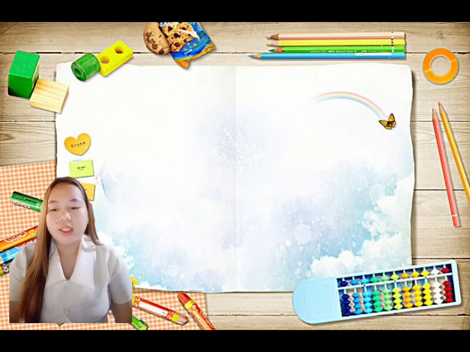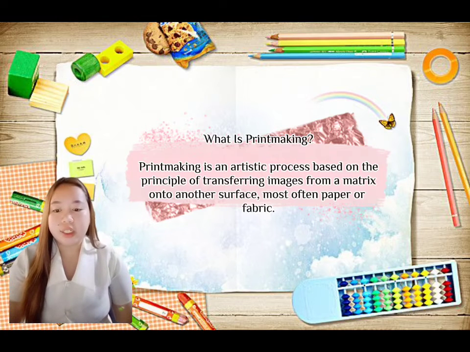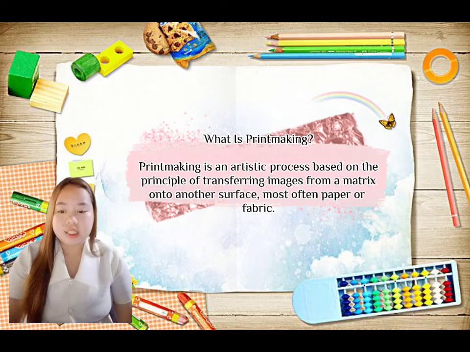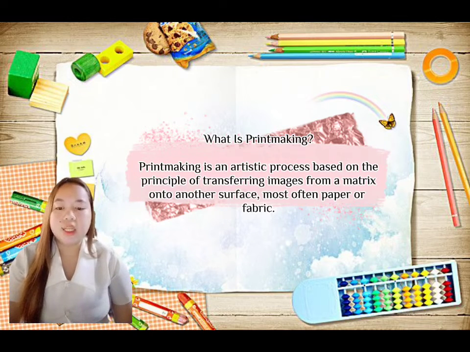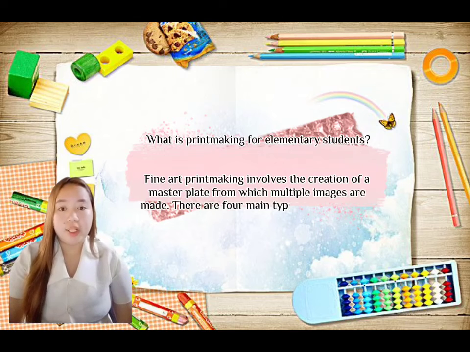So let us now define what is printmaking. It is an artistic process based on the principle of transferring images from a matrix onto another surface, often paper or fabric. Traditional printmaking techniques include woodcut, etching, engraving, and lithography, while modern artists have expanded available techniques to include screen printing. So what is printmaking for elementary students?